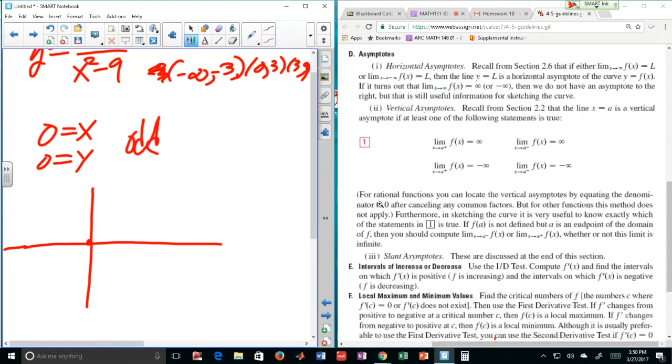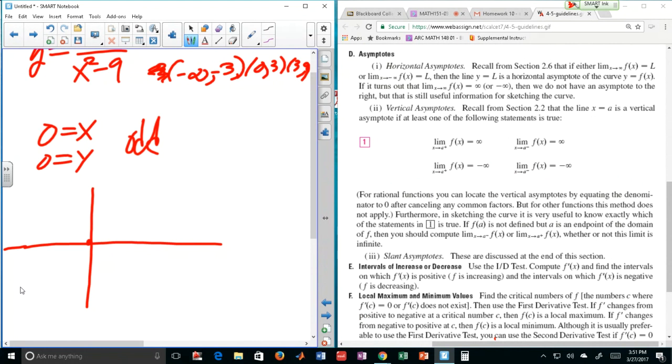Is that the next section? Yeah. Asymptotes. Horizontal asymptotes. Recall from section 2.6 that if either the limit of x approaches infinity of f(x) equals L or the limit of x approaches negative infinity of f(x) equals L, then the line y equals L is a horizontal asymptote of the curve y equals f(x). If it turns out that the limit of x approaches infinity of f(x) equals infinity or negative infinity, we do not have an asymptote to the right, but that is still useful information for sketching the curve.